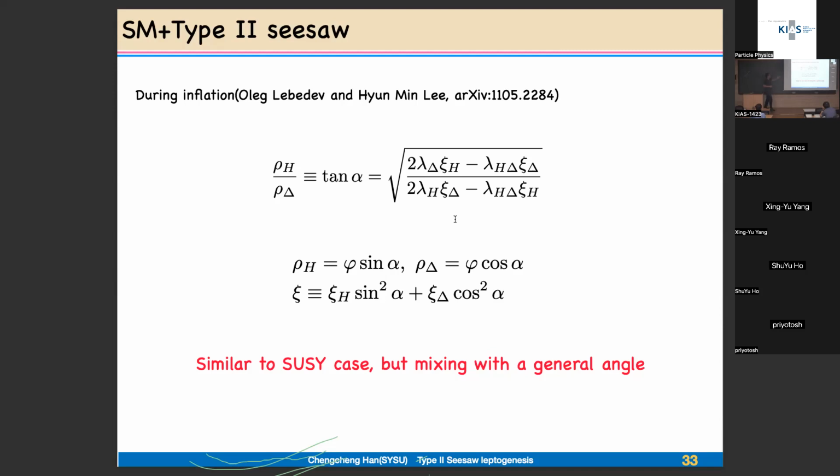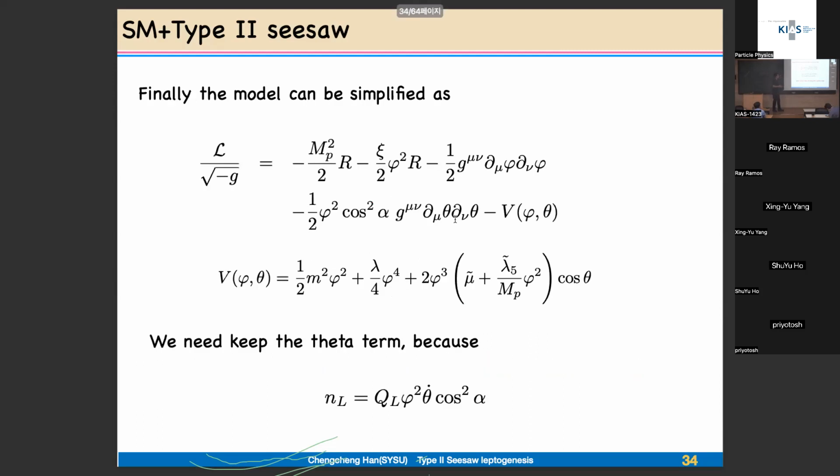Yeah, according to their calculation, and indeed, we also checked this result using the two-field inflation, and it really follows this particular direction. So the inflation part becomes very simple in this model, similar to the SUSY case, but here we have a general angle, which could be any direction depending on our parameters.